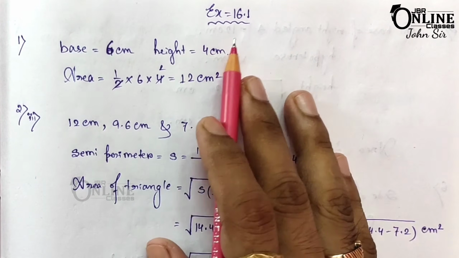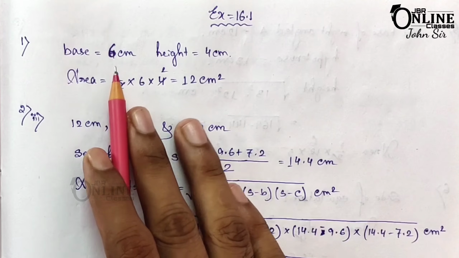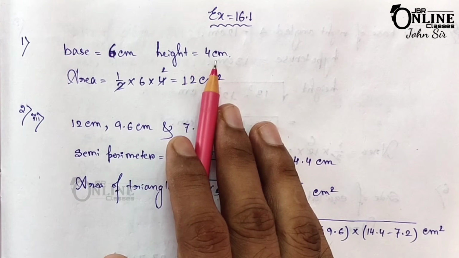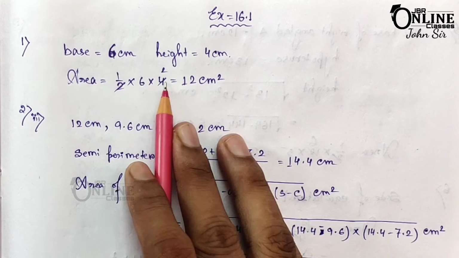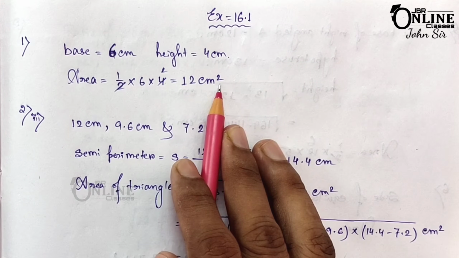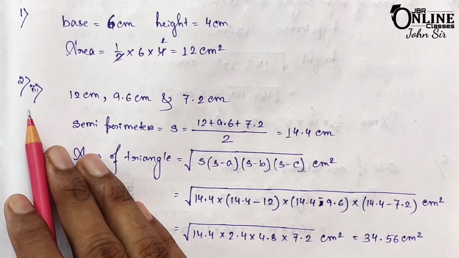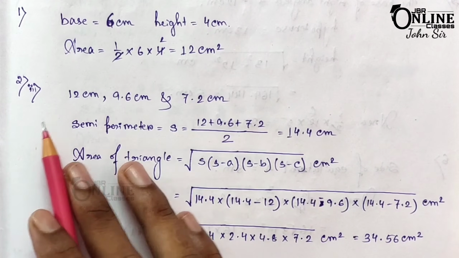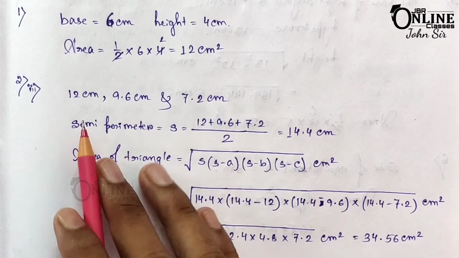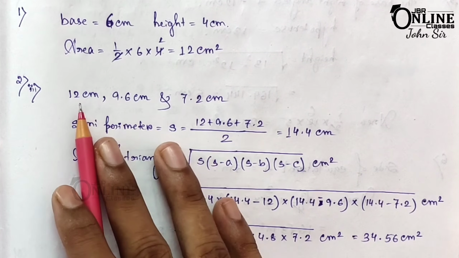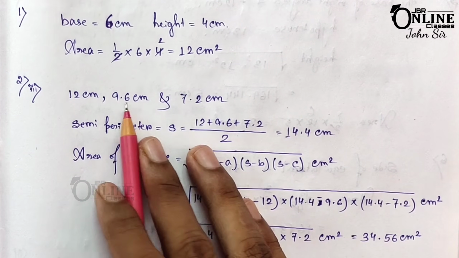So here exercise 16.1. Here the first problem, find the area of a triangle whose base is 6 cm and height is 4 cm. So it's very easy, therefore area equal to half into base into height and that equal to 12 cm square. Okay, next one, number 2, find the area of the triangle whose sides are. There are total three problems, so I am going to solve the third one because 1, 2, 3 are the same kind of problems.